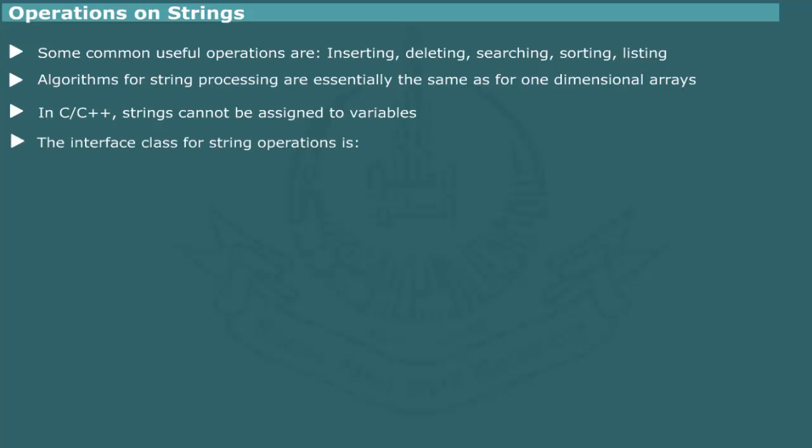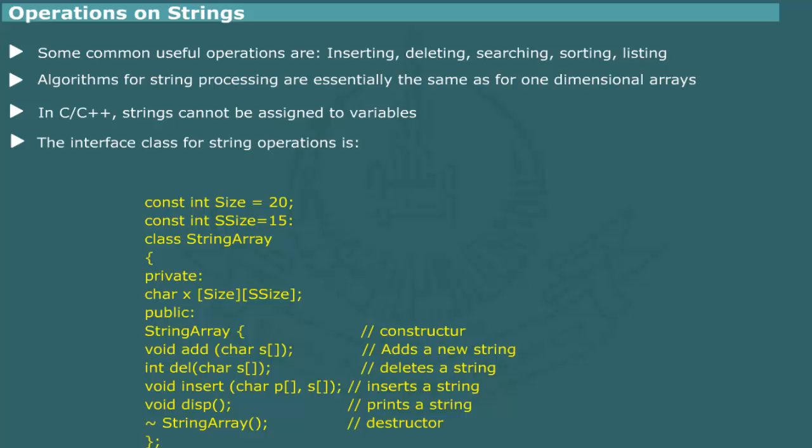The interface class for string operations is shown in the figure. It is designed to hold up to 20 strings, each with a maximum of 20 characters. The array is named X. It includes 3 common operations on strings. Add appends a string to the array. Del removes an existing string from the array. Insert adds a new string to the array in a specified order. And disp prints the strings. Code skeleton for the basic class functions is given in the demonstration.